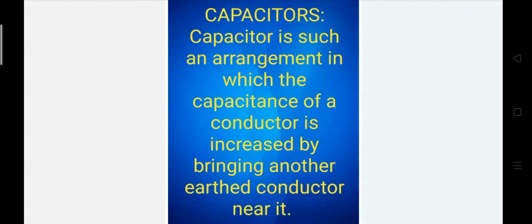Now what is a capacitor? A capacitor is such an arrangement in which the capacitance of a conductor is increased by bringing another earthed conductor near to it. We are talking about a parallel plate capacitor. A capacitor essentially consists of two conducting plates near to each other. One of these plates is earthed or connected to the earth.